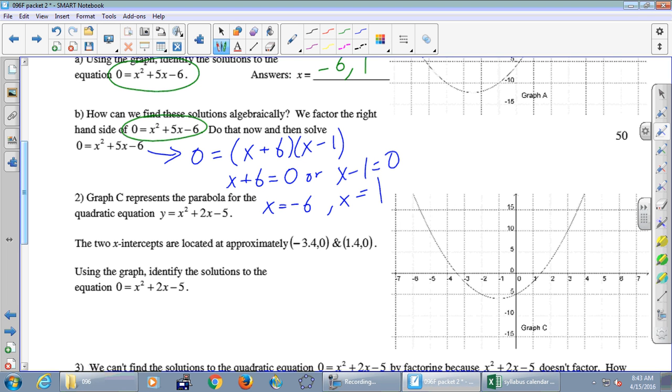So that's all well and good when the thing factors. If you want to solve that 0 equals equation and the thing factors, super. We have a way to do it. But let's come down here to graph C, which is a different equation, y equals x squared plus 2x minus 5. Looking at the picture, the intercepts appear to be roughly -3.4 and 1.4, something like that.